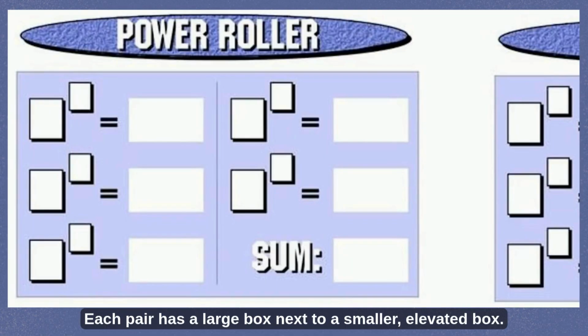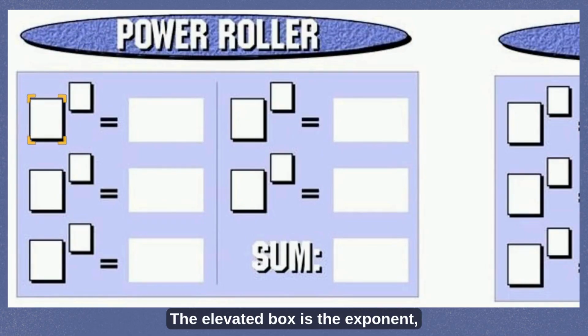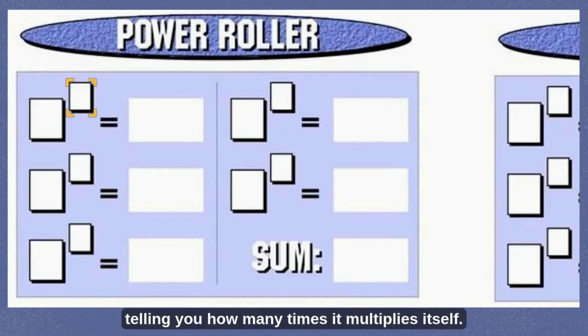Each pair has a large box next to a smaller, elevated box. The large box is the base, the number being multiplied. The elevated box is the exponent, telling you how many times it multiplies itself.